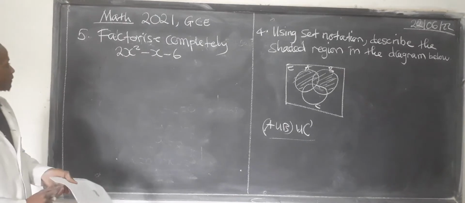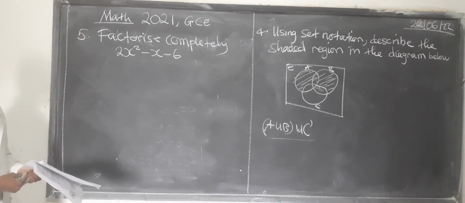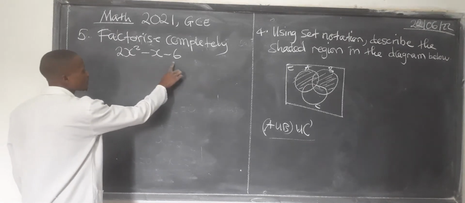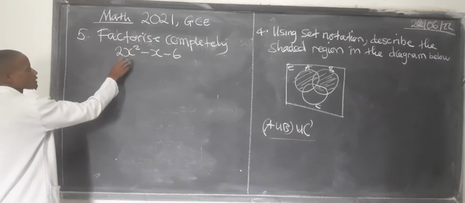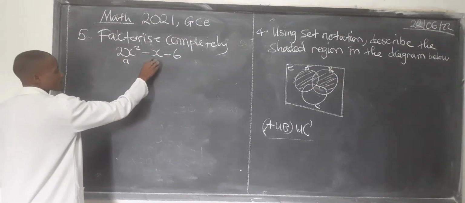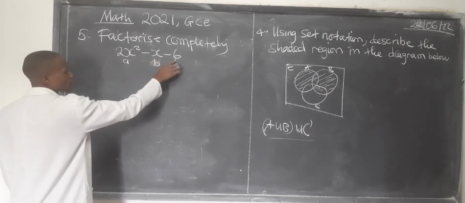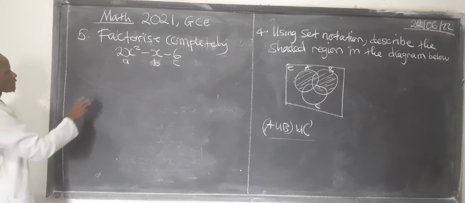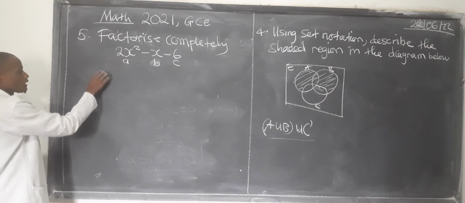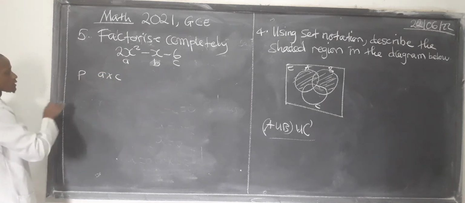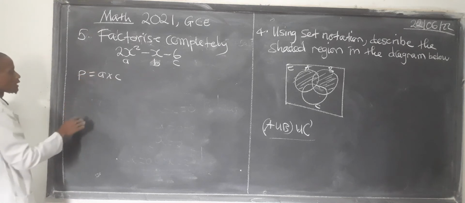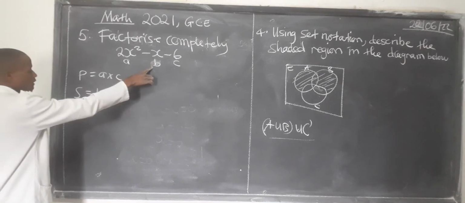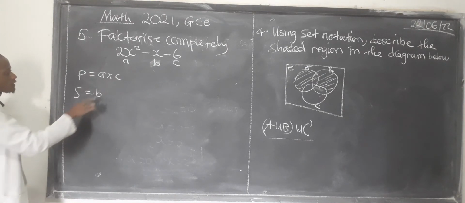So for you to factorize this one using the factorization method or the product, you first have to give these expression letters. The letter with the power 2 is given as A, the letter without the power is given as B, and the number without the letter is given as C. So to factorize this expression, you first have to find the product of A times C. So first find the product, the number at A times the number at C. Then after you find the product, you must find the sum, which is the number at B, then later on factor. So let us find first the product.